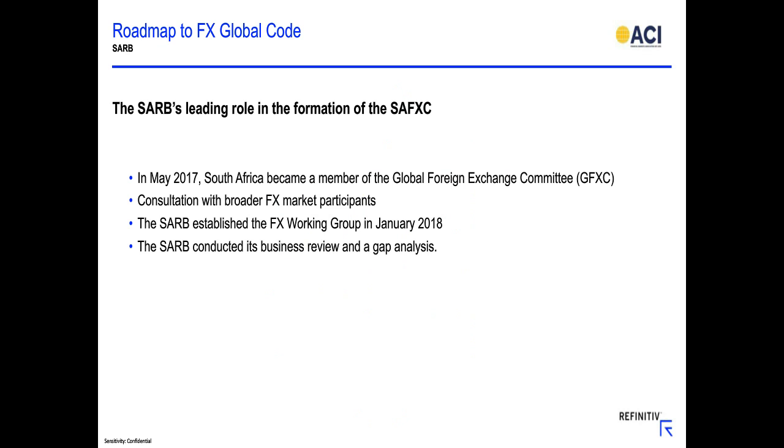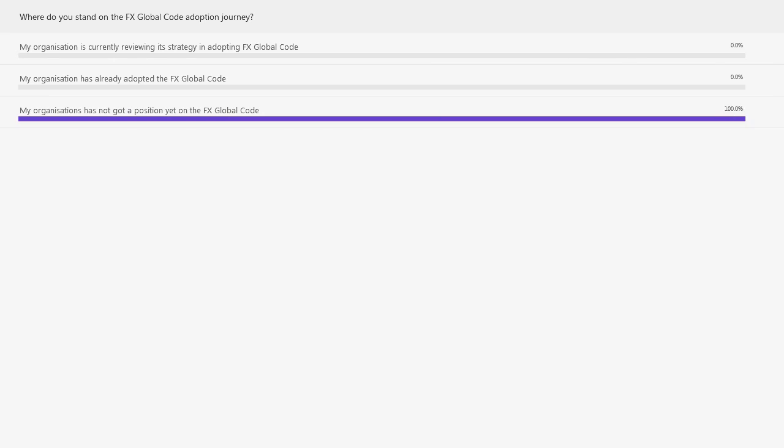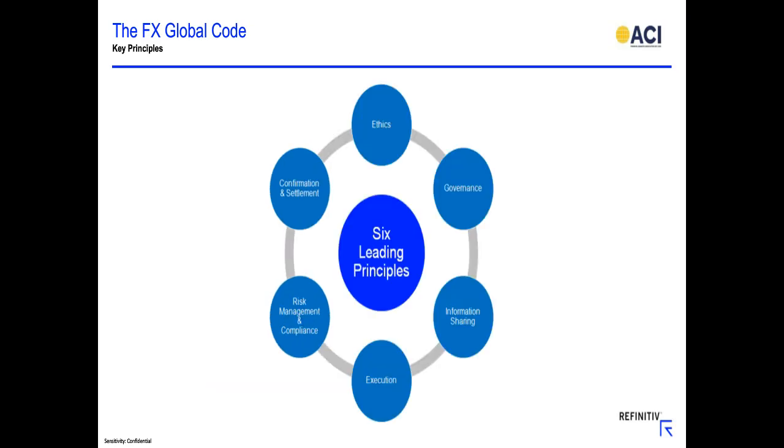The document is extremely simple and based on 6 leading principles covering ethics, governance, information sharing, execution, but also risk management and compliance, confirmation, and settlement. Again, the full value chain is covered by the 6 leading principles.